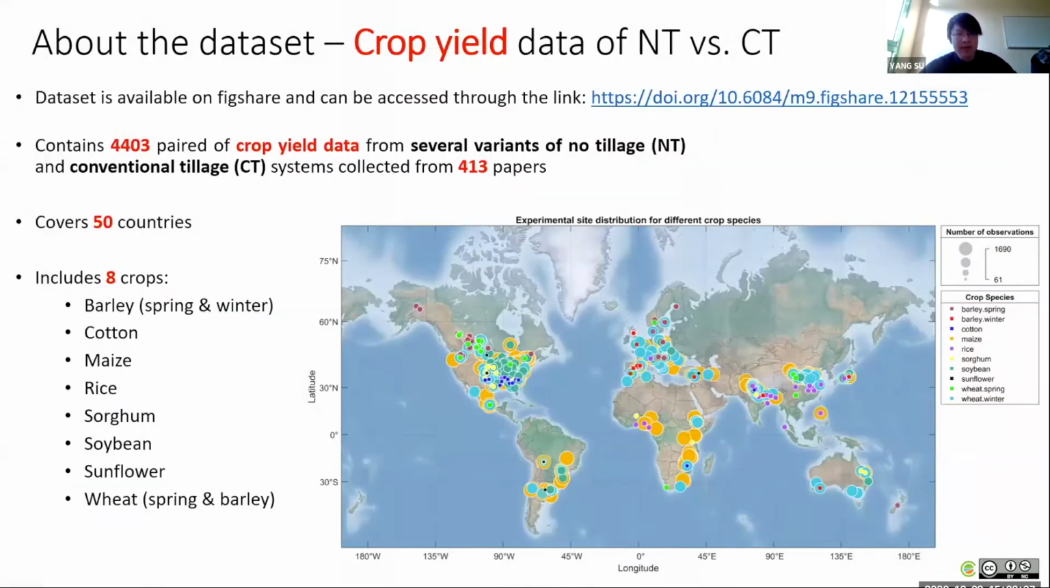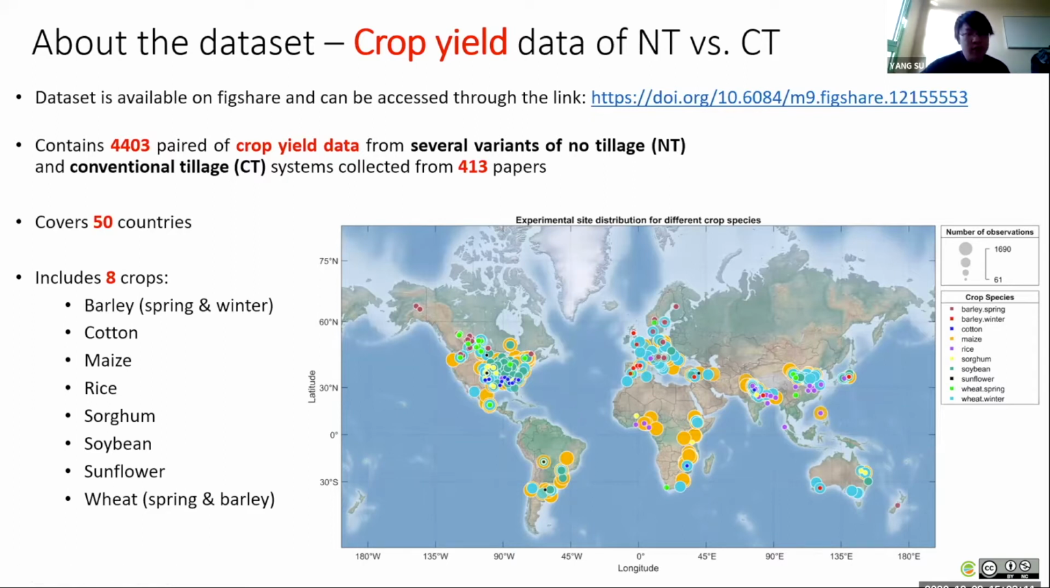So about the dataset, it is a dataset of crop yield data of no-till system and a conventional tillage system. The dataset is available on Figshare and can be accessed through this link. And it contains more than 4,000 pairs of crop yield data, which were collected from 413 papers. And it covers 50 countries as the map shows.